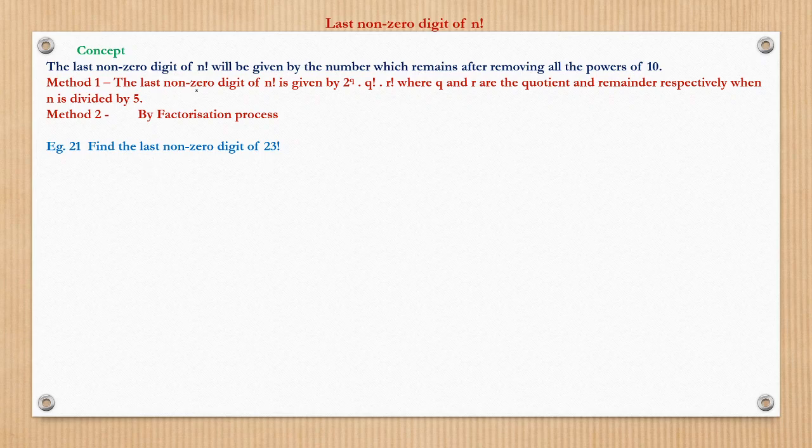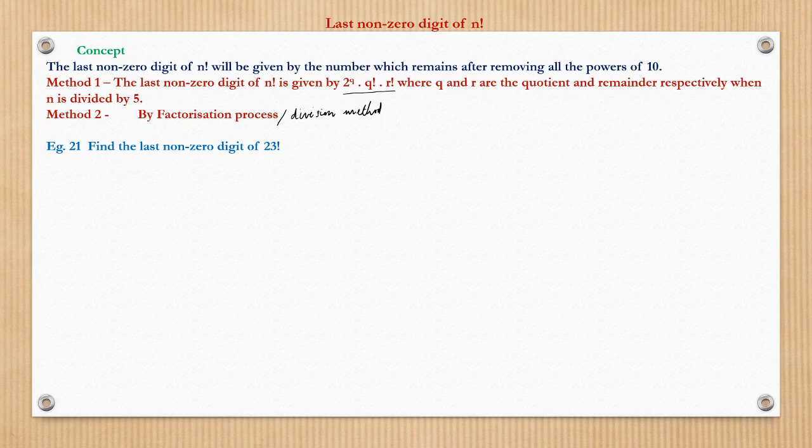So method one says the last non-zero digit of n factorial is given by 2 raised to power p into q factorial into r factorial, where q and r are the quotient and remainder respectively when the number n is divided by 5. This is a very simple and plain method, but its effectiveness and use is limited only to smaller numbers. Why? That we would see. And then there's the other method, which is the division method or the factorization method. So we'll see both the methods.